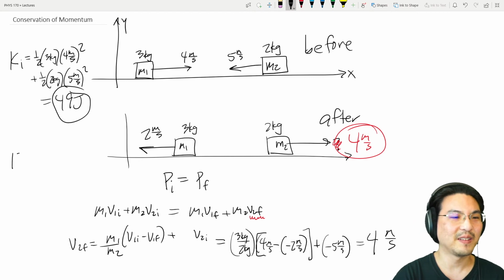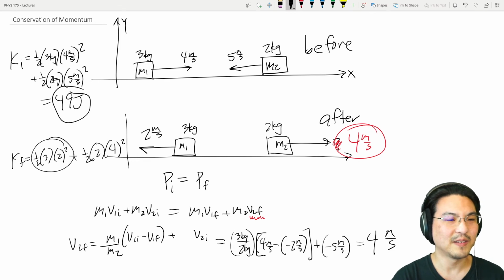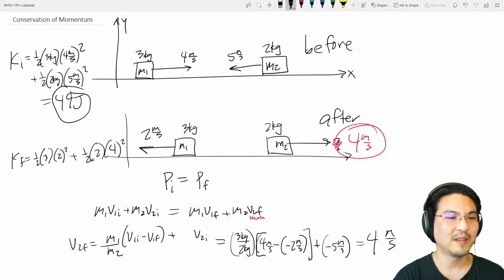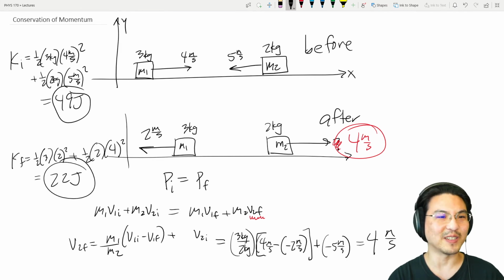Okay, so 49 joules before the collision. How about after the collision? Final. For this one, 1/2 mv squared and 1/2 mv squared. Okay, so that's 4 over 2 times 3 is 6, plus 16, 22. Okay, so 49 joules before the collision, 22 joules after the collision. So momentum was conserved, but energy was not. We lost a bunch of energy, actually, right? So be careful not to mix the two.